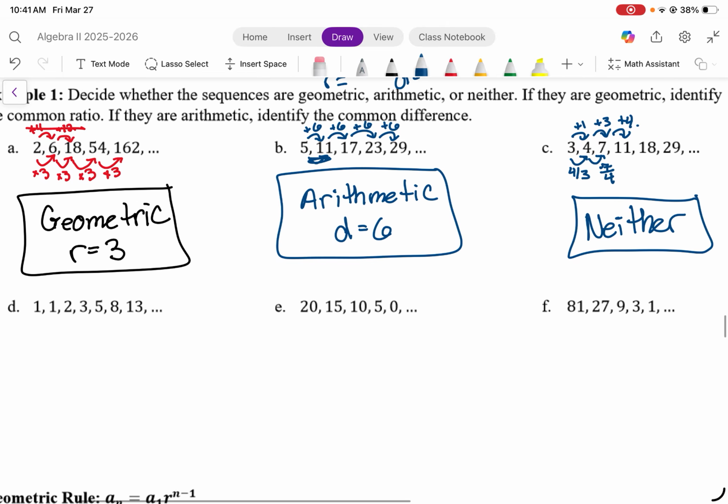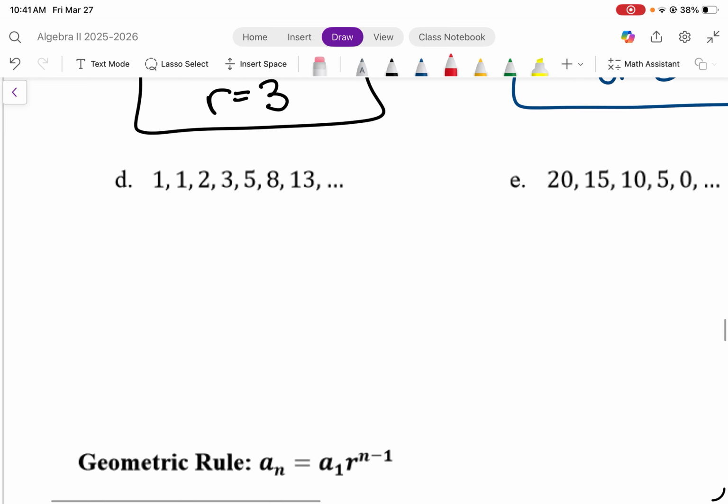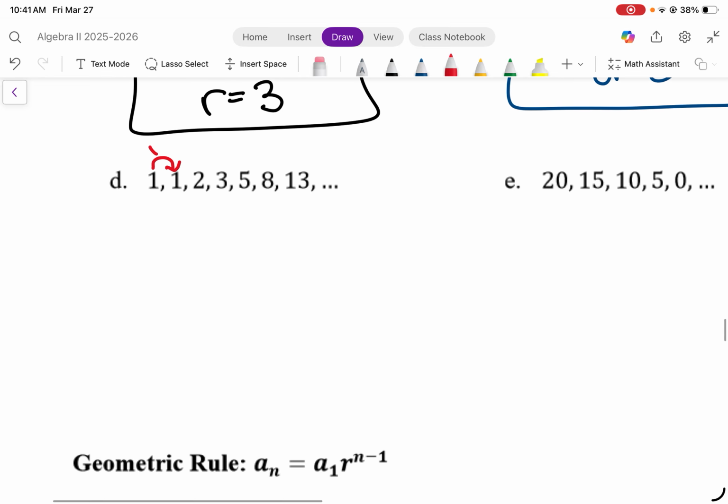Okay, you should try the next 3 on your own and then hit play to see if you got them correct. For this one, we would start by multiplying by 1 and then multiplying by 2, so not geometric, and then we would add 0 and then add 1. That means not arithmetic, so this one's also a neither sequence.